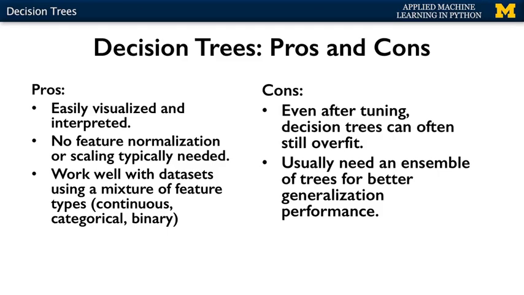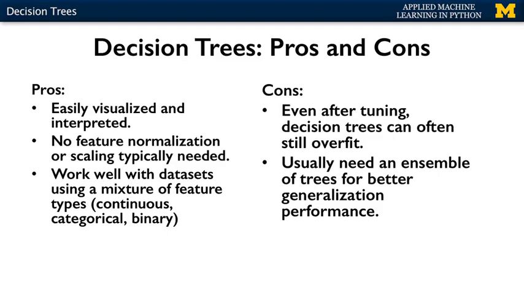Another advantage of decision trees is that you can use them without having to do feature preprocessing or normalization. Since each feature is processed independently and the splitting of the data doesn't depend on the absolute scale of the feature, the decision algorithm can operate on the original training data pretty much as is. So decision trees tend to work well with datasets that have a mixture of feature types, binary, categorical, or continuous, and with features that are on very different scales.